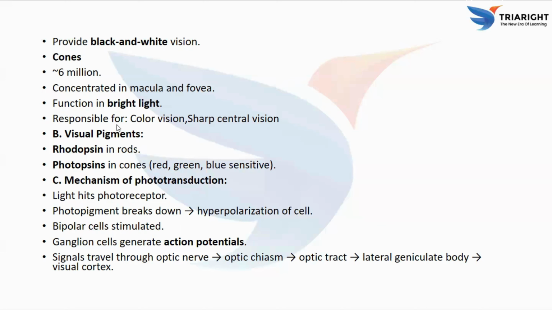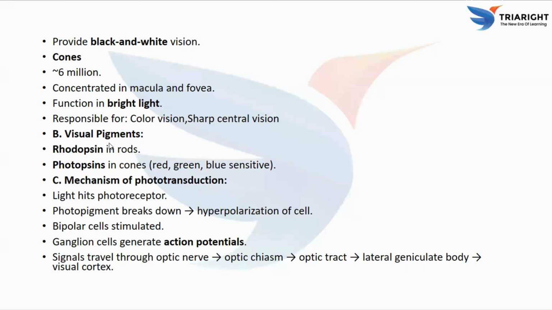There are three types for color vision. What are they? Red sensitive cones, which have the long wavelength, green sensitive cones, which have the medium wavelength, and blue sensitive cones, which have the short wavelength. The combination of activation of these three types produces all the colors we see.